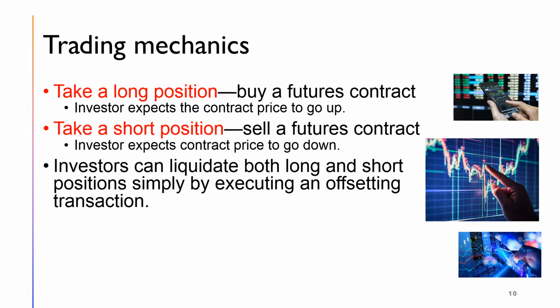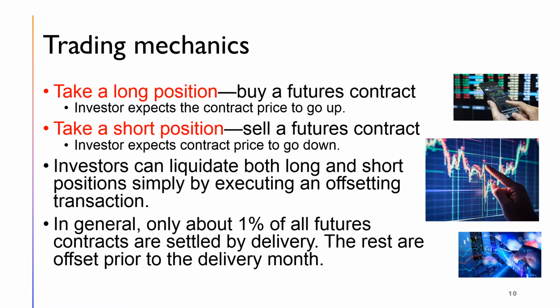Investors can liquidate both long and short positions simply by executing an offsetting transaction. Offsetting transaction means investors with a long position can sell and those with a short position can buy to offset the transaction. In general, only about 1% of all futures contracts are settled by delivery. The rest are offset prior to the delivery month.